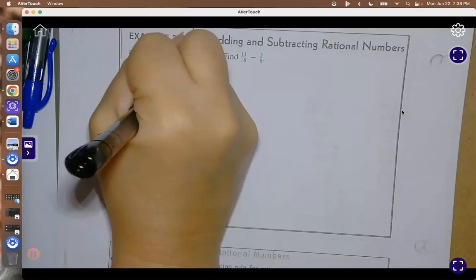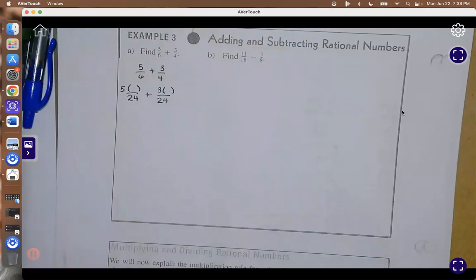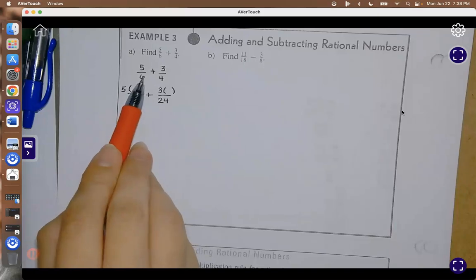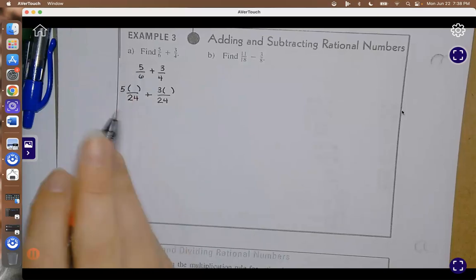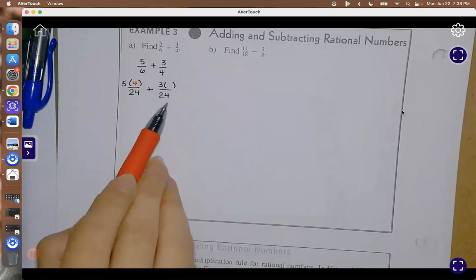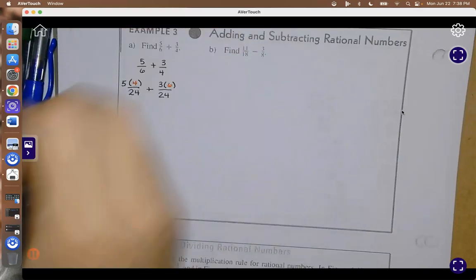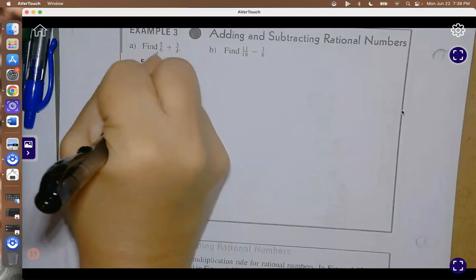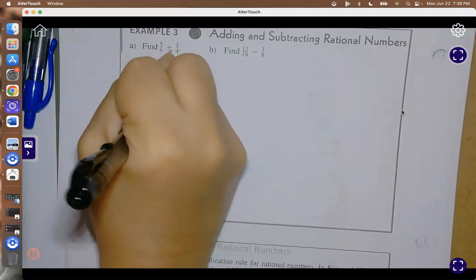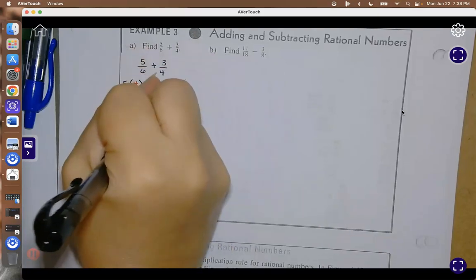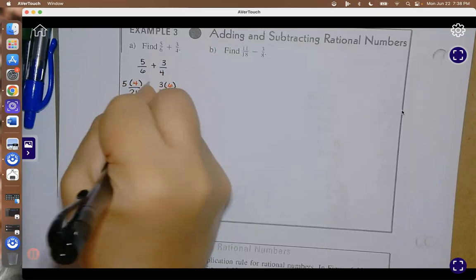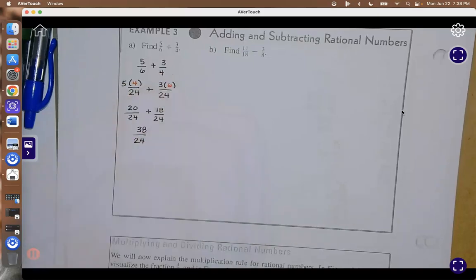Okay? We changed the bottom number, so the top is extremely jealous of the bottom, and it goes, okay, so you multiplied 6 by 4 to get this 24. So if you multiplied 6 by 4, 5 says, I want to be multiplied by 4. Then 4 got multiplied by 6 here, so 3 wants to get multiplied by 6. So this gives me 20 over 24 plus 18 over 24. And that gives me 38, because you add the tops, keep the bottoms, over 24.